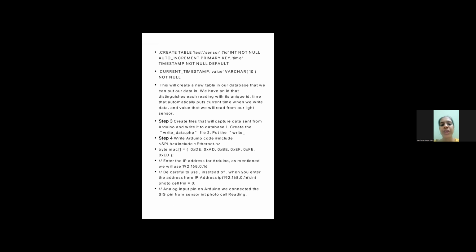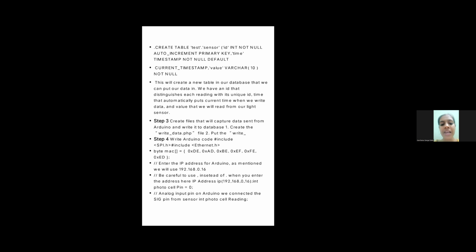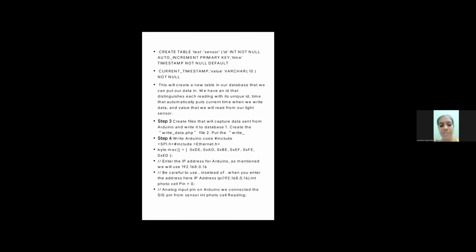The fourth step is we need to write the Arduino code. This is the algorithm we use to write the code for the Arduino. Firstly, we need to use the IP address. This is the IP address for this ATmega Arduino we have used, that is 192.168.0.16. And we need to use the same symbols here. We shouldn't use any comma or semicolons. We only enter this IP address.